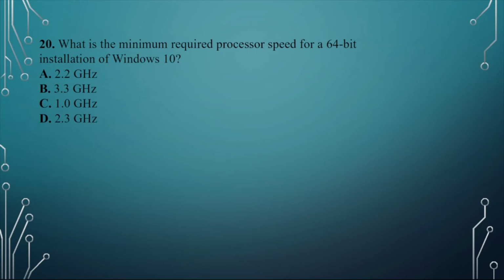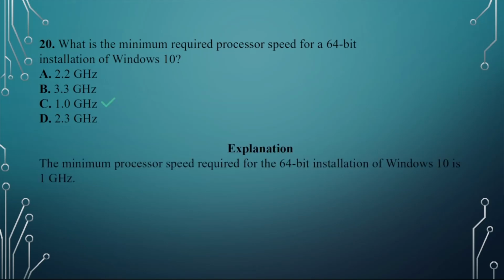Question 20. What is the minimum required processor speed for a 64-bit installation of Windows 10? A. 2.2 GHz. B. 3.3 GHz. C. 1 GHz. D. 2.3 GHz. The answer here is C. 1 GHz. This is the minimum required processor speed for a 64-bit installation of Windows 10.